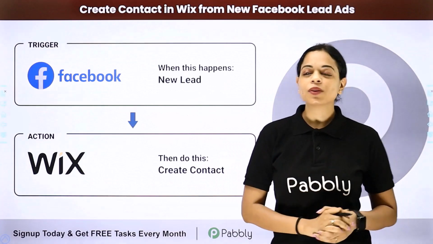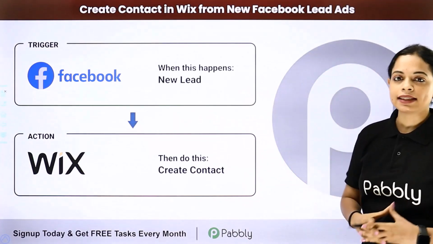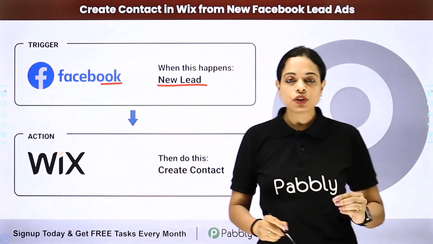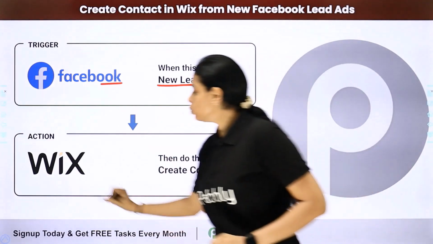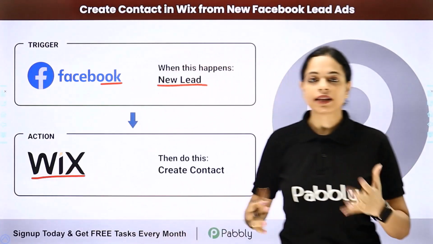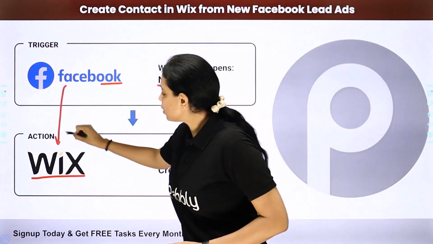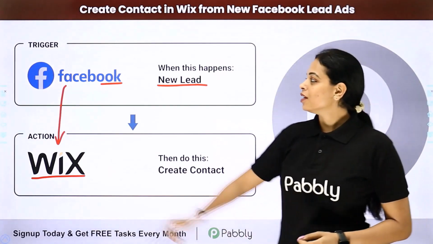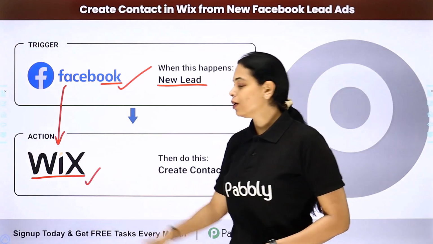In this video, we are going to see how to create a contact in Wix from new Facebook lead ads. So every time a new lead has been received through Facebook lead ads, with the information received, you want to create a contact in Wix, which is a website builder platform. Now, how can that be done? For this, again, you will have to integrate the two applications, and the same thing can be done using Pabbly Connect software. So here your trigger application will be Facebook lead ads and your action application will be Wix.